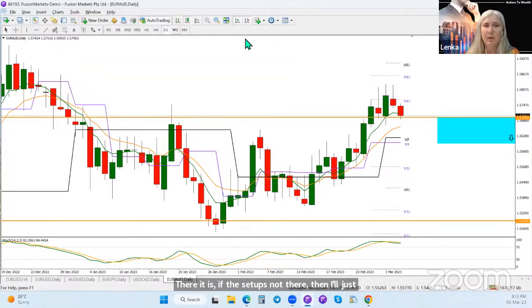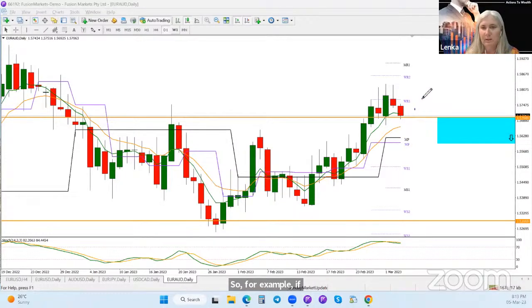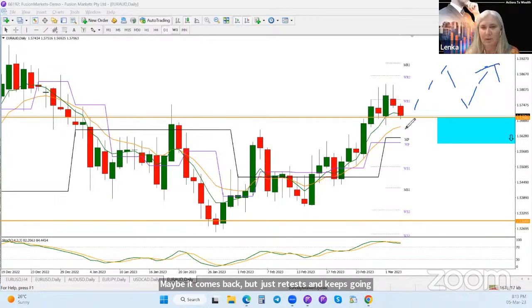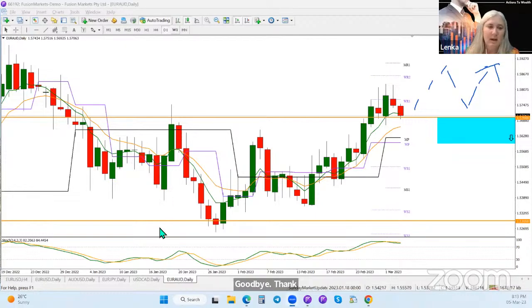So for example, if the Euro AUD just keeps going and it's not looking like it's going to come back, maybe it comes back, but just retests and keeps going, then obviously I'm not trading that. That just keeps going. Goodbye, thank you, and not my trade. Okay.